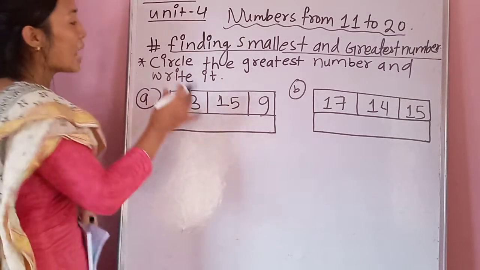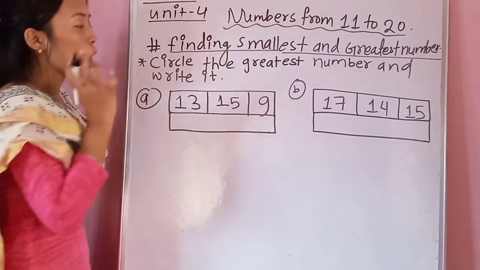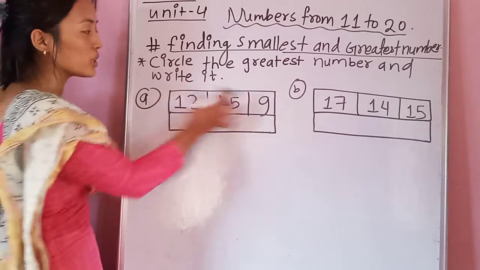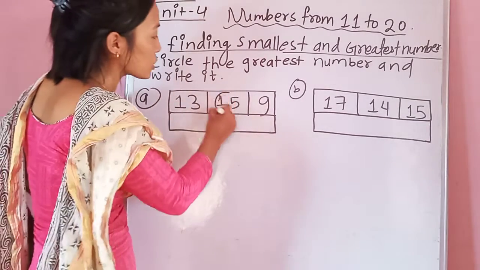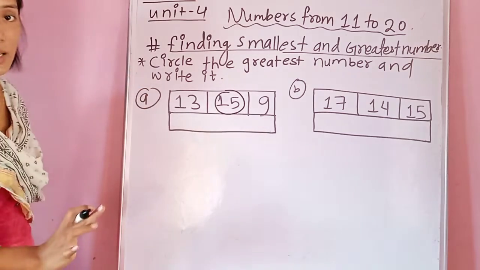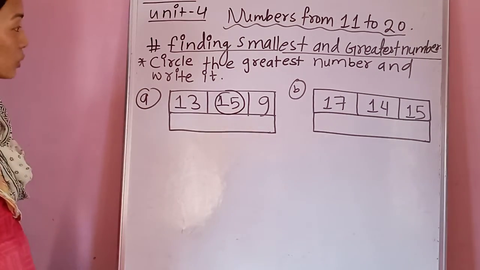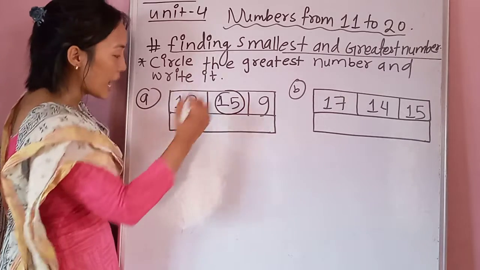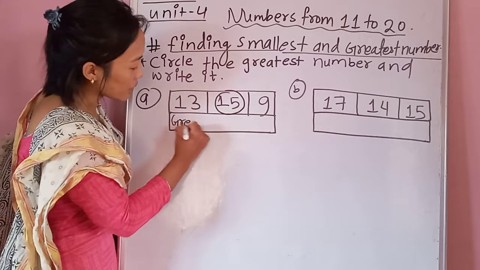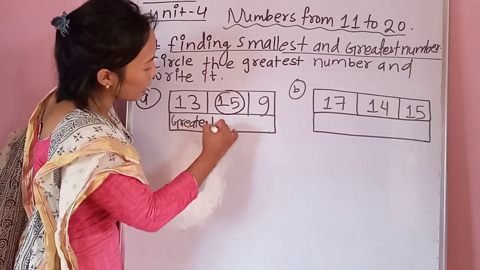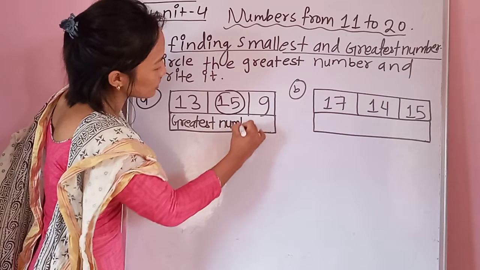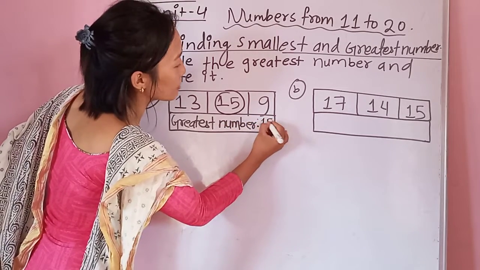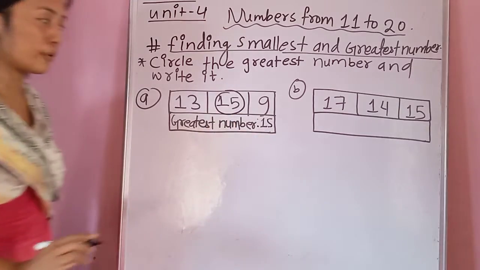Look here, among the 13, 15 and 9, obviously you can identify that 15 is the greatest number among these, isn't it? So I'm going to circle this 15. Is it okay? Obviously it is okay. So 15 here. After that, in this box, what you have to write? You have to write here greatest number, like this, and you have to write this circled number 15.